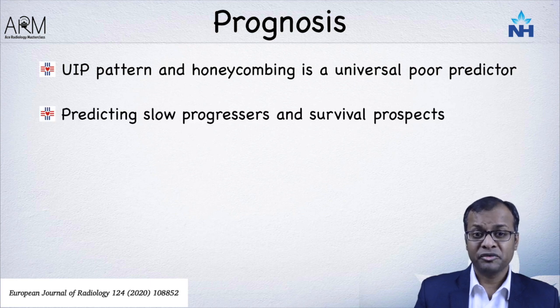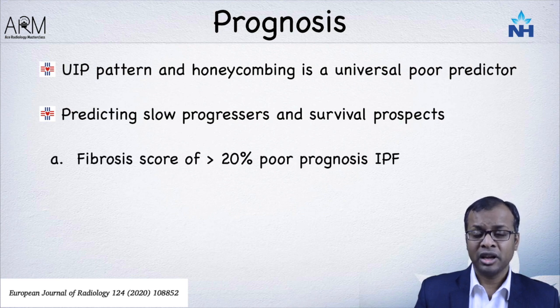Also, there is very good evidence with CALIPER, especially, that HRCT can differentiate people who will slowly progress into further disease from people who will die soon. There are two parameters which have proven to be of use. Patients who have a fibrotic percentage of more than 20%, especially in IPF, have a poor prognosis in terms of progression of disease and in terms of mortality. So you do not want patients who have a fibrosis score of more than 20%.